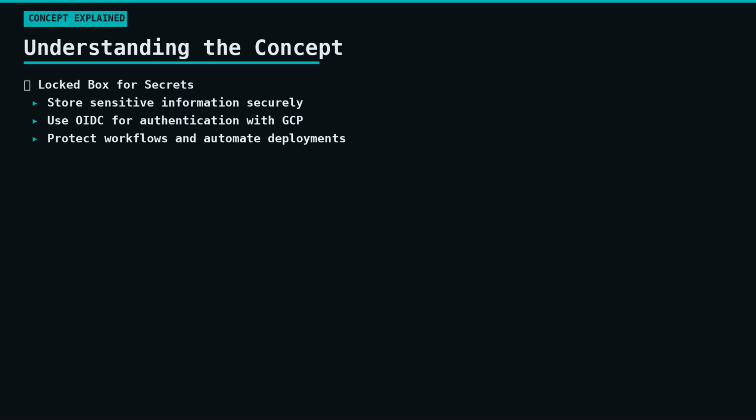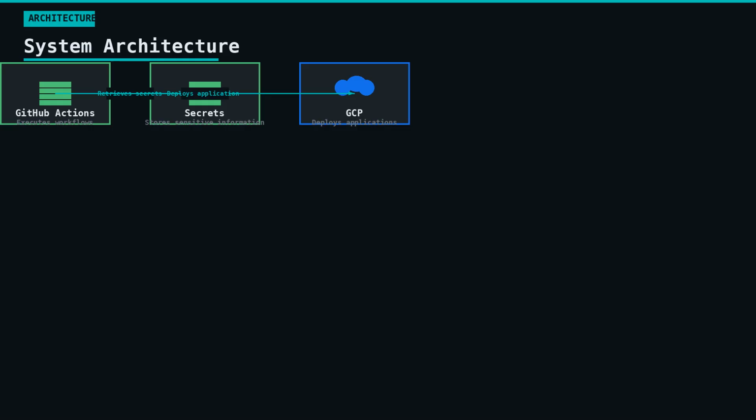We use secrets and OIDC to protect our workflows and authenticate with GCP. This is important because it ensures that our sensitive information is secure and that we can automate deployments without compromising our security. Let's take a look at the architecture diagram.